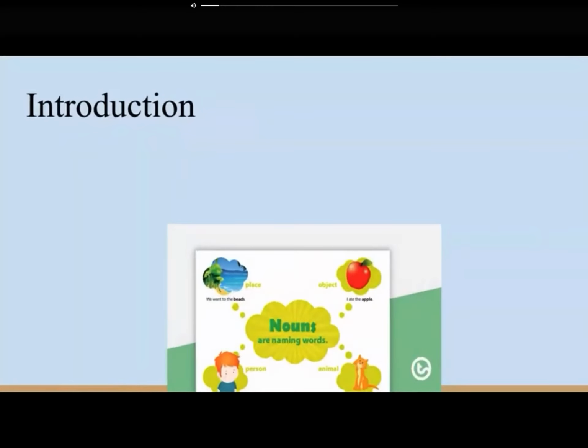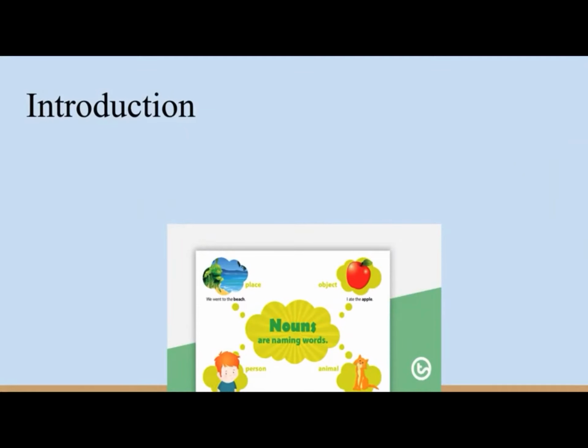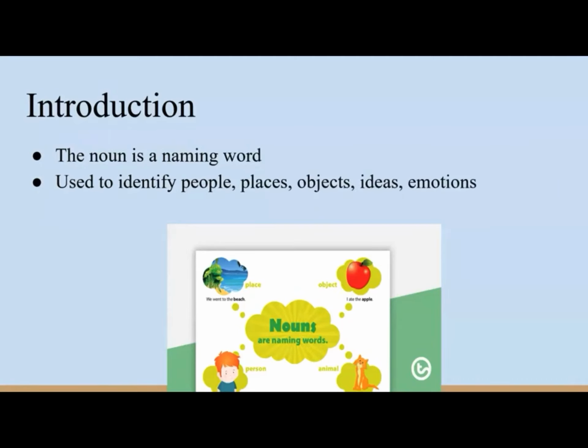So I'm going to start with an introduction in case you're not that familiar with nouns. A noun is a naming word. It's used to identify people, places, objects, ideas, or emotions. Some examples include Susan and Disney World, and of course these are just random examples. Most of the words in the whole world are actually nouns.